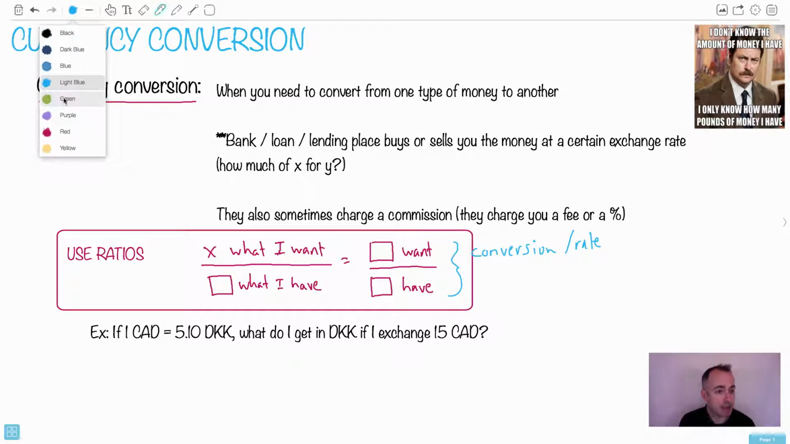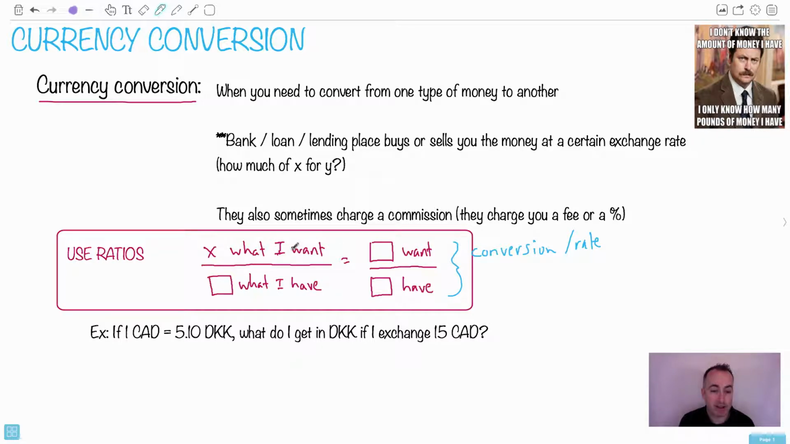Let's make it purple just for fun. CAD is Canadian dollar and DKK is Danish kroner, for example. I know this because I'm Canadian and I live in Denmark. So if one Canadian dollar is worth 5.10 Danish kroner, then what do I get in Danish kroner if I exchange 15 Canadian? The idea is you have to think about what it is that I want.